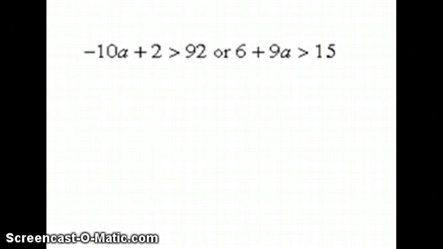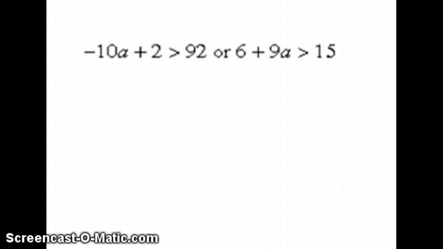In this video, I'm going to solve a compound inequality problem that's connected with the conjunction OR. In this type of problem, we solve each part of the inequality separately, and then we put it together at the end to get our answer. So this first one, negative 10a plus 2 is greater than 92. As with any equation, we've got to start by getting our constants on one side and variables on the other.